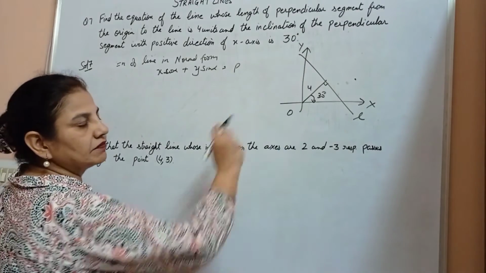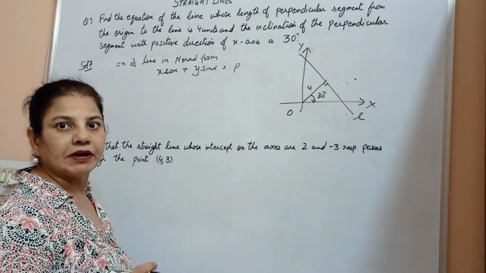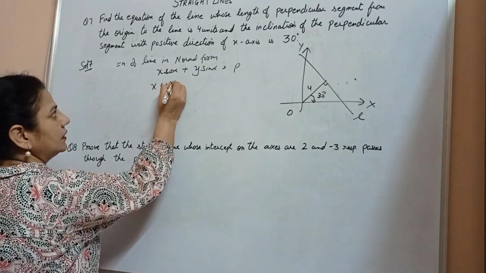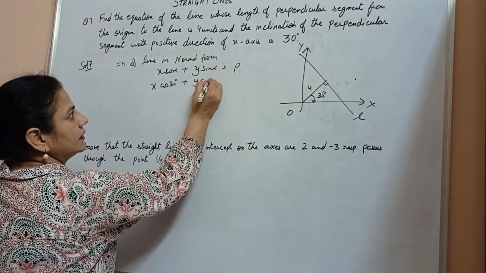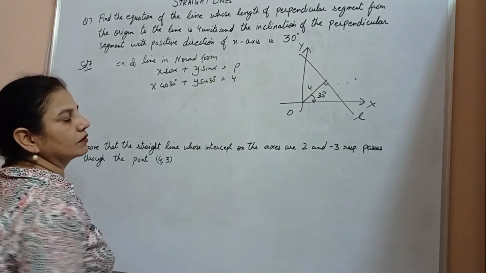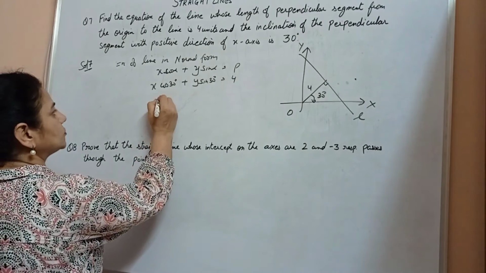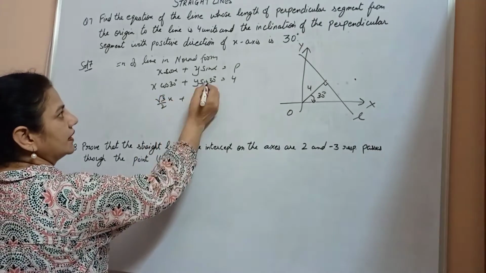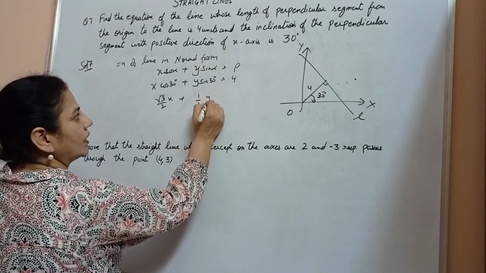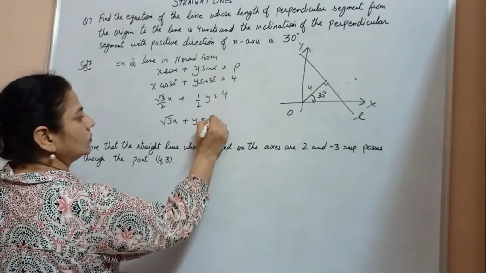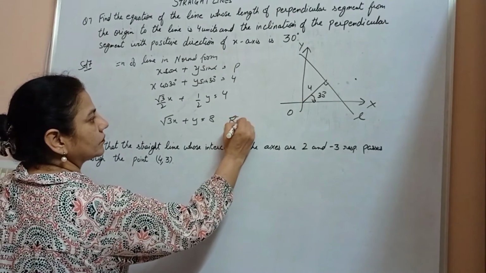Here alpha angle is given as 30 degrees and p, the length of the perpendicular, is 4 units. Substitute the values, we get x cos 30 degrees plus y sin 30 degrees is equal to the perpendicular distance 4. Here cos 30 degrees is root 3 by 2 and sin 30 degrees is half. So root 3 by 2 x plus half y is equal to 4. We get root 3x plus y is equal to 8 as the required equation.